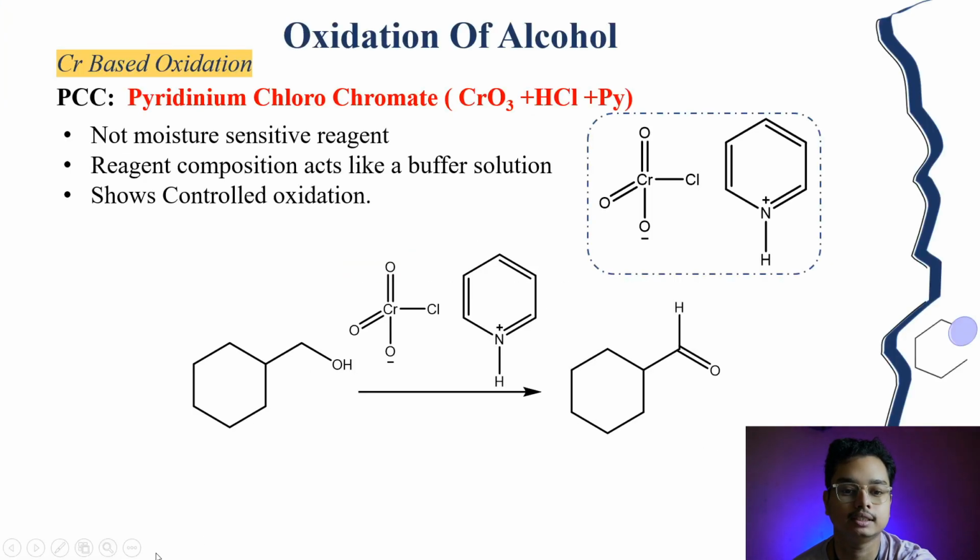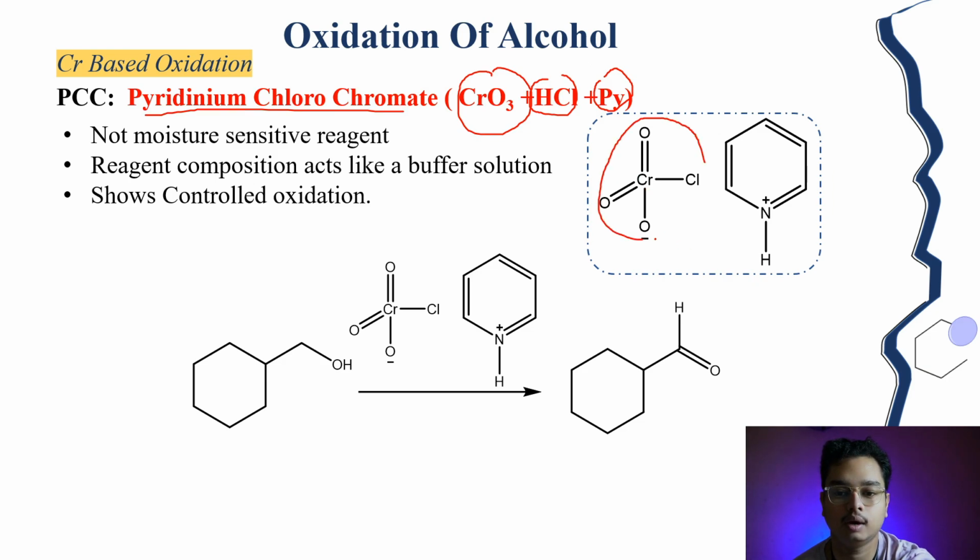PCC is pyridinium chlorochromate, and this is a mixture of reagents like CrO3, HCl and pyridine. The composition of the reagent is something like this, where CrO3 reacts with HCl, and then one of the protons is taken up by the pyridine, and it makes this type of ionic complex.